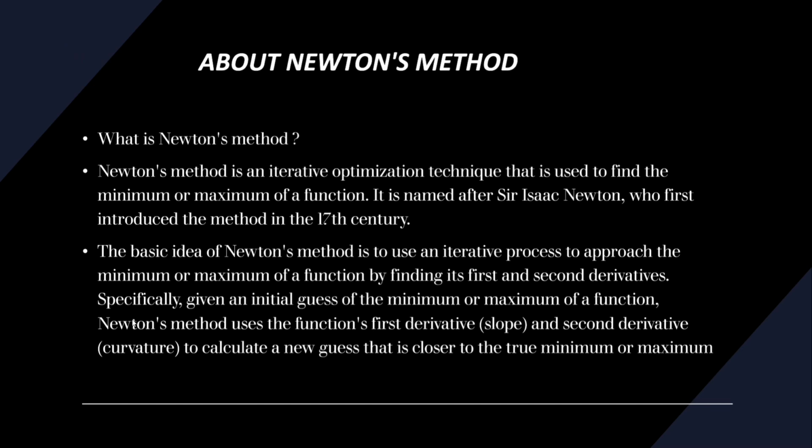First of all, what is Newton's method? Newton's method is an iterative optimization technique that is used to find the minimum or maximum of a function. The basic idea is to use an iterative process to approach the minimum or maximum of a function by finding its first and second derivatives, given an initial guess. It uses these first and second derivatives of the objective function to calculate a new guess that is closer to the real optimum, minimum or maximum value.